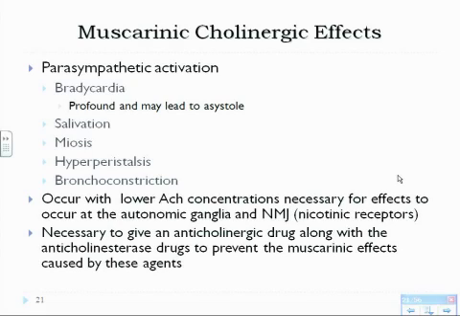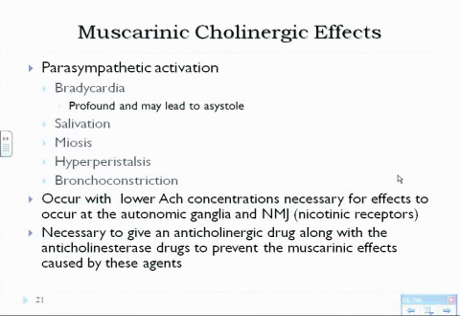Okay? This occurs with lower acetylcholine concentrations necessary for the effects that occur at the autonomic ganglia than at the neuromuscular junction site. So you tend to see this taking place already before the effects on the muscle take place. So you can't lowball it. In other words, you can't decrease your dosing and hope that the muscle is going to reverse. It's not. It's going to get the other effect first. So because of that, you've got to give an anticholinergic agent along with anticholinesterase drugs to prevent this from happening.